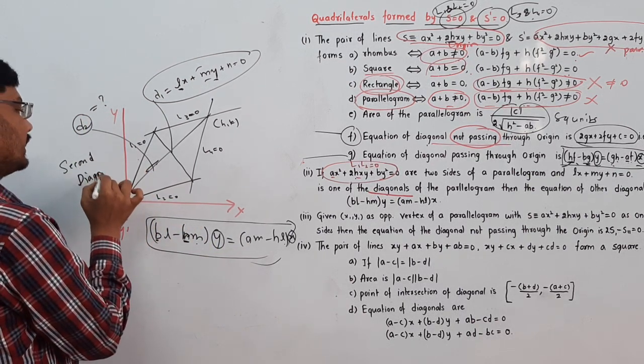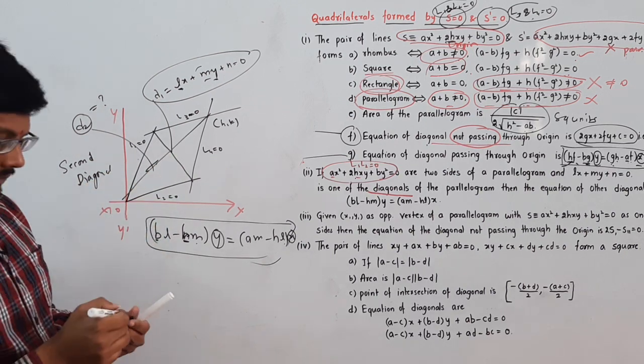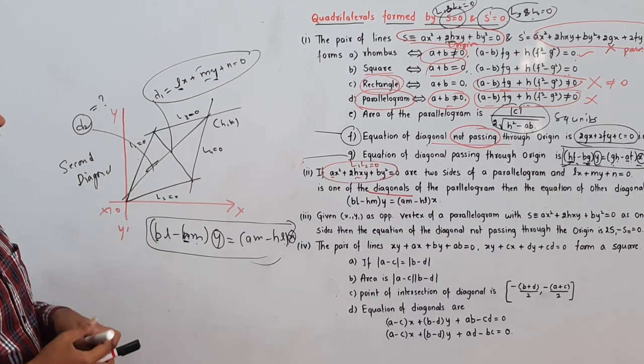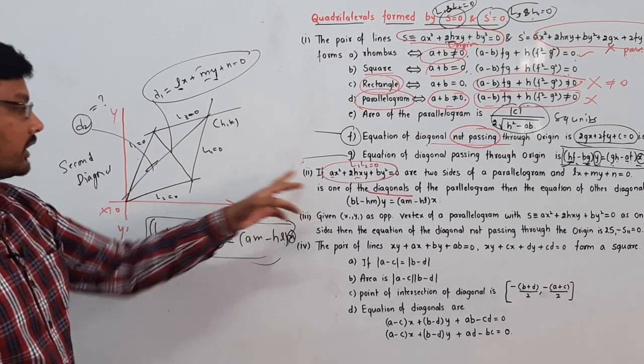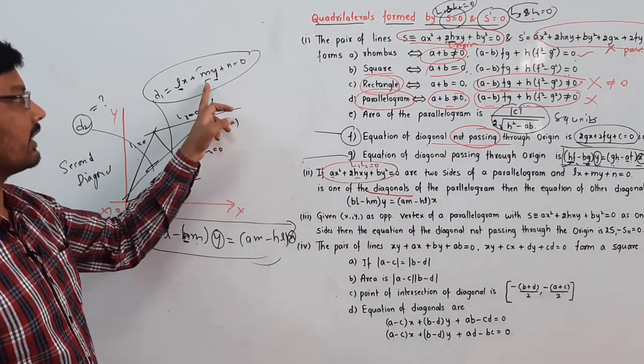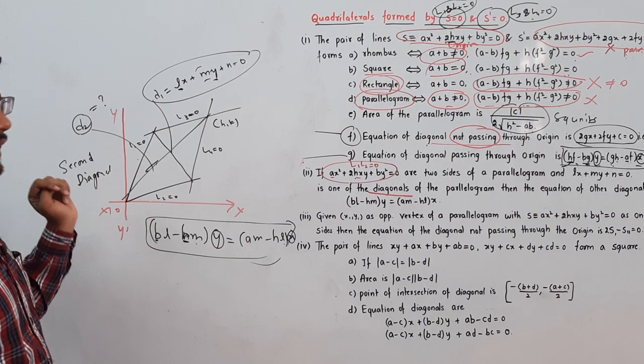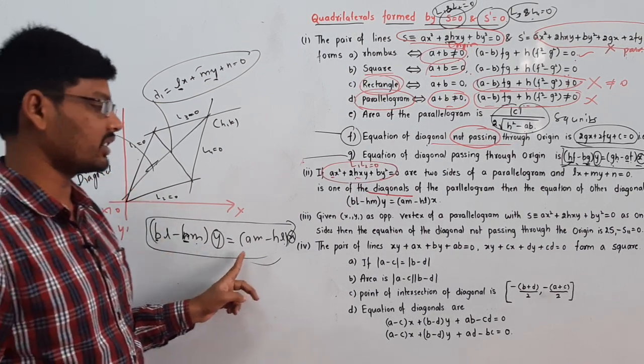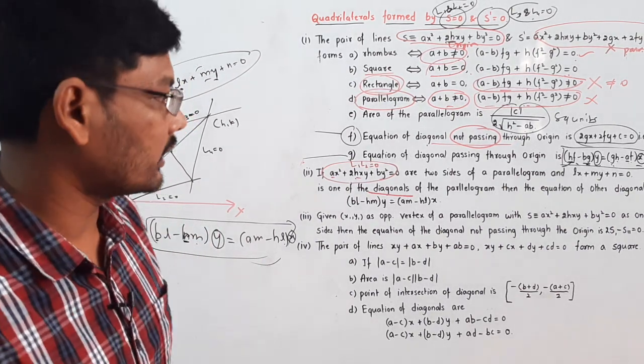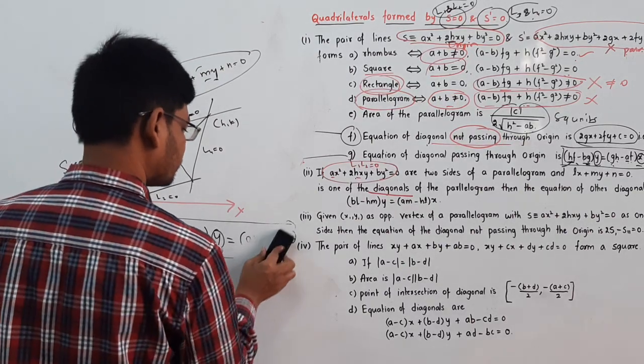Here, if the pair of lines are passing through the origin and one diagonal is given, and you want to find the other diagonal, the second diagonal, this is the condition to find the second diagonal here. And the next point is the third point.